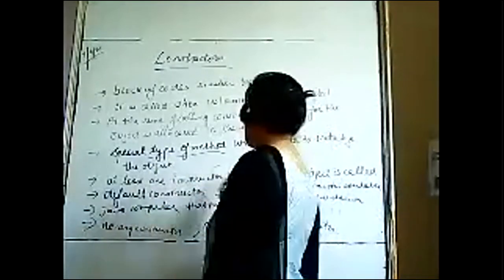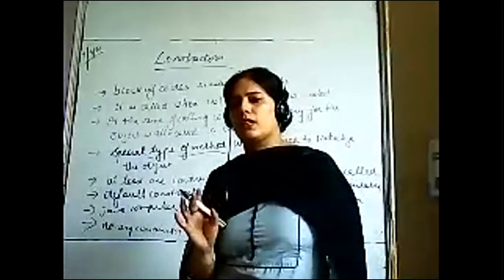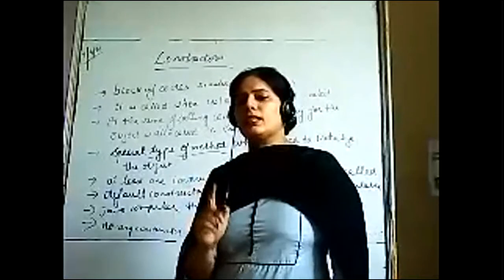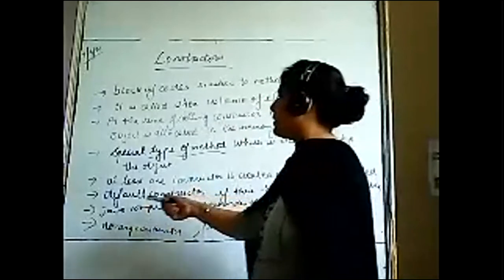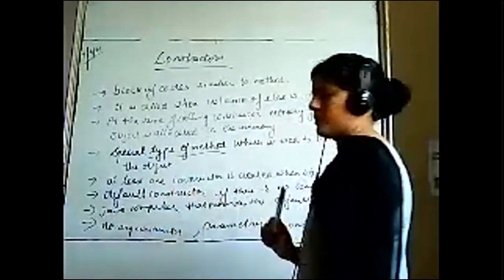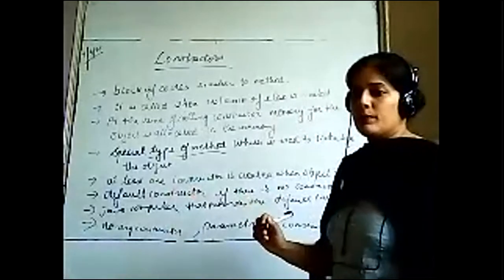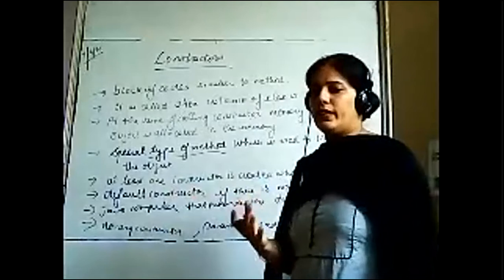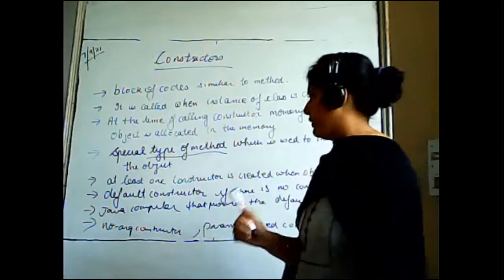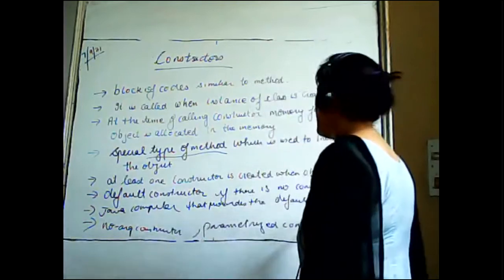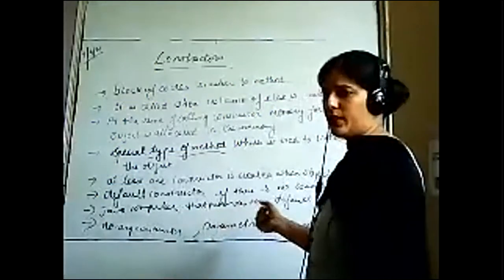At least one constructor is created when an object is created. So by default in your code, if you're using classes and objects, at least one constructor will be called there. What is that particular constructor? That is the default constructor. The default constructor will be there if there is no constructor available. That means if you're not explicitly defining any constructor, one constructor, the default constructor, will be defined. This is the duty of the Java compiler, which will provide you the default constructor.